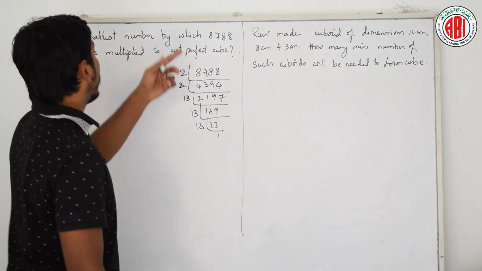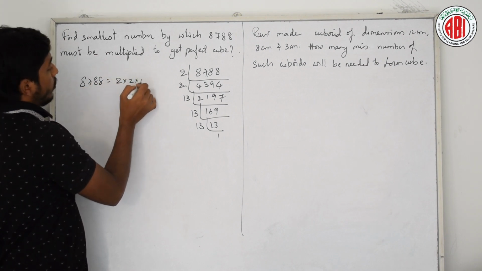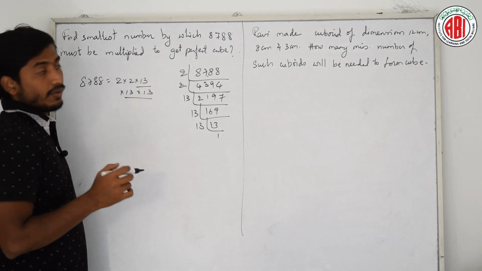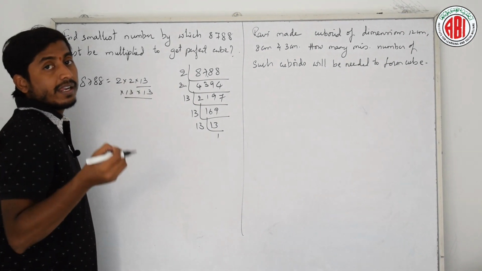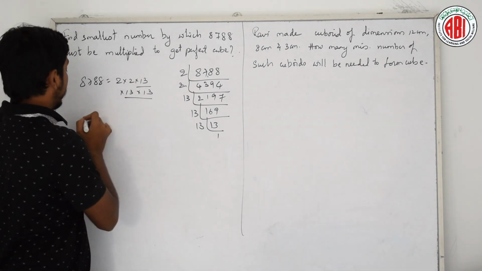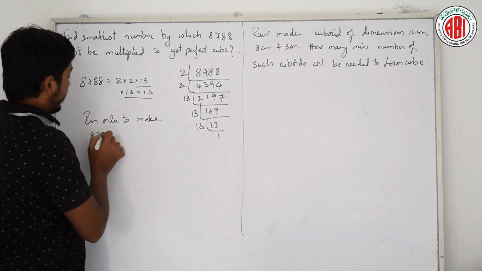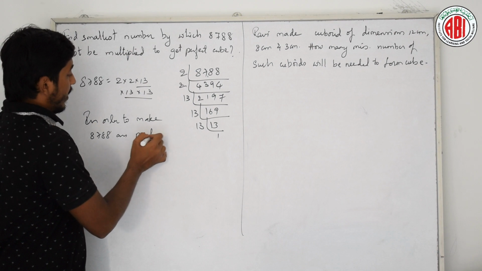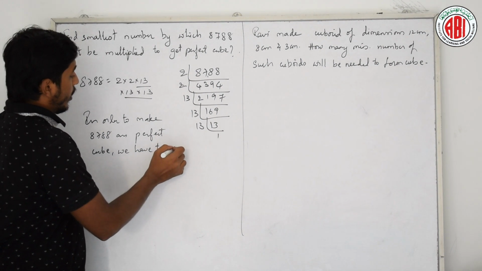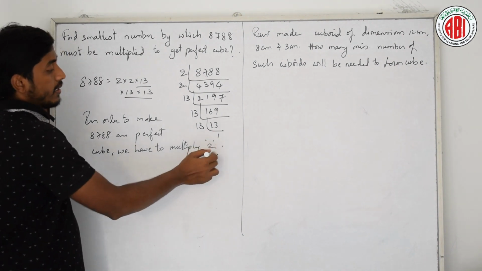Okay. Now tell me, what can I write? 8788 as 2 into 2 into 13 into 13 into 13. There are three 13s. Yes, it's okay. Then what about these 2s? In order to get a perfect cube, I have to multiply one more 2. That is, in order to make 8788 a perfect cube, we have to multiply by 2. Okay, is it clear?